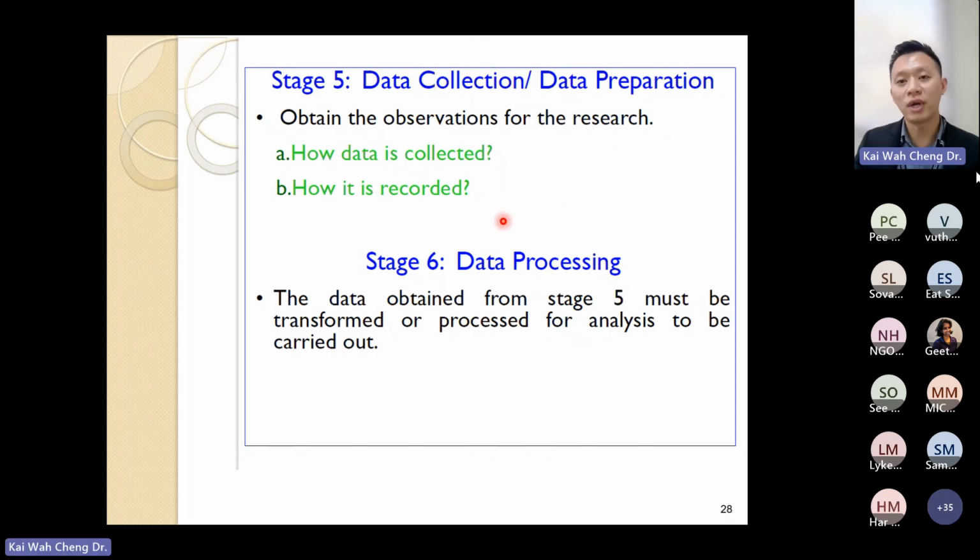Once you have finished collecting the data, how are you going to handle the data set? This is what we call data processing. Maybe you will import all the collected data into Excel or SPSS, or Smart PLS or AMOS. So these are examples of data processing. What software are you going to use to handle the data set? These are the things that happen under stage number 6.